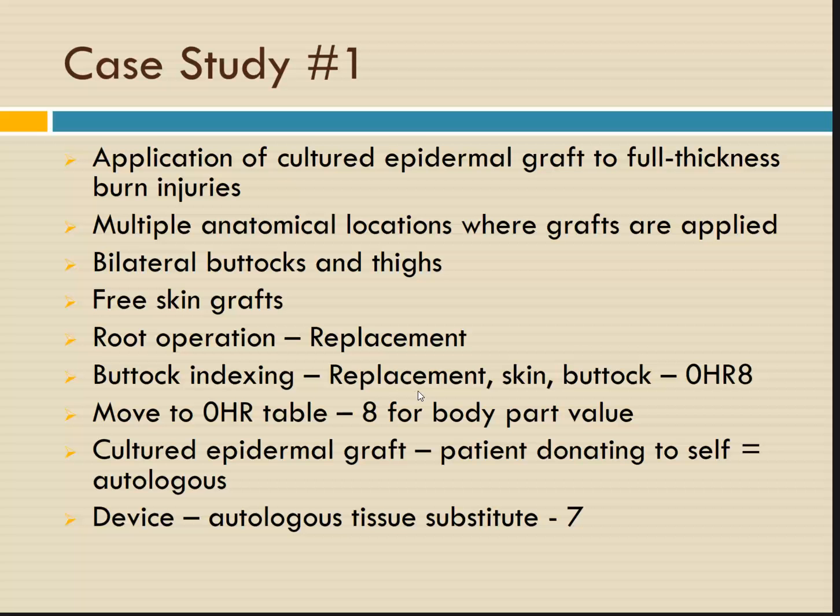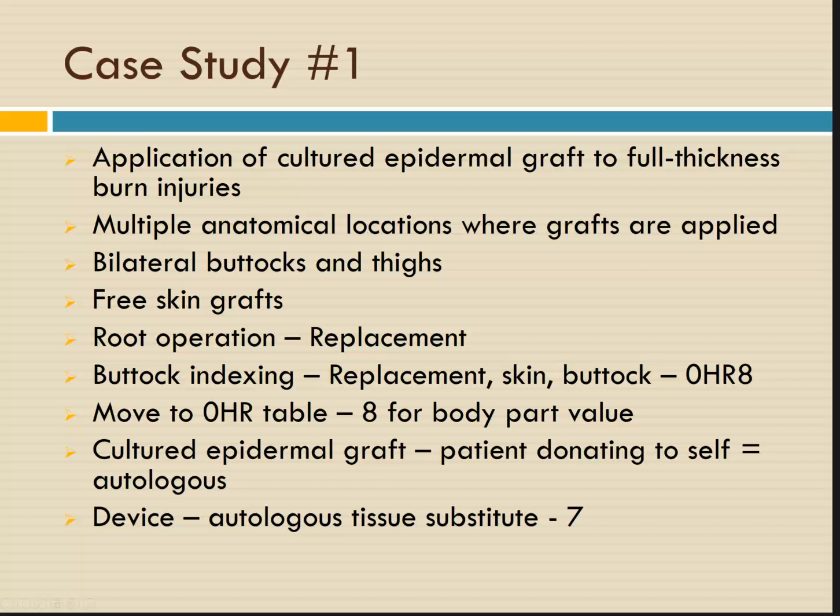We're going to index the pathway of replacement skin buttocks. We're given 0HR8. You move to the 0HR table. You have 8 already. What was this graft made out of? It was made out of cultured epidermal material, which means this patient is donating to themselves.